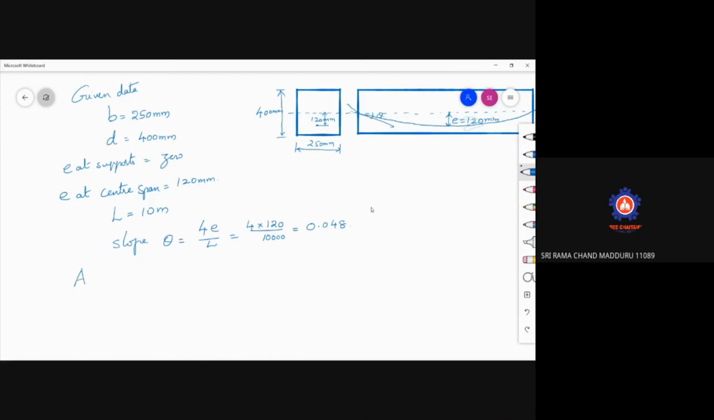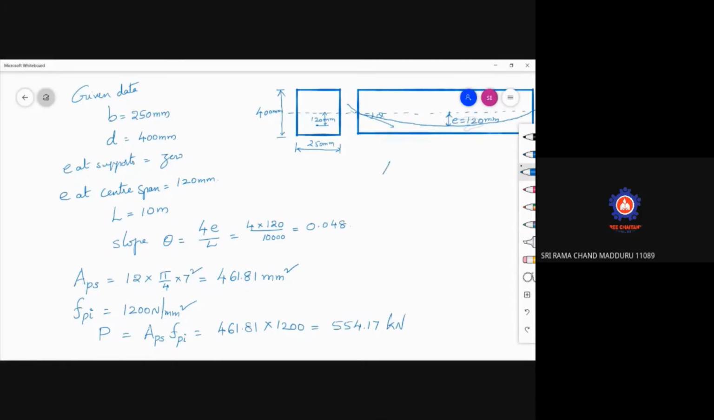Area of pre-stressing steel, APS, is equal to, it is given that there are 12 wires, each of 7 mm diameter. So this is 461.81 mm square. The initial pre-stressing stress is already given, which is 1200 Newton per mm square, and the pre-stressing force P is equal to APS into FPI, 461.81 into 1200. That is the pre-stressing force.